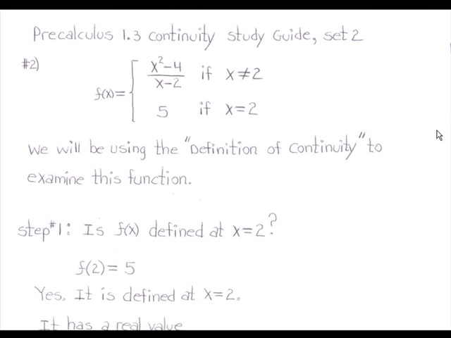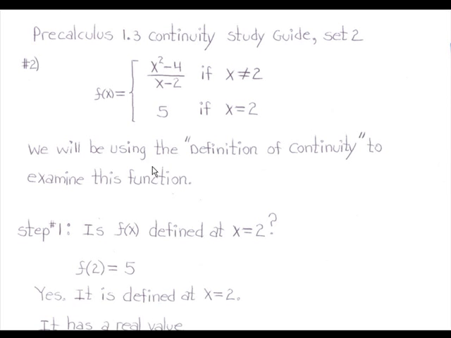Now problem 2. We're given that f of x is equal to (x squared minus 4) divided by (x minus 2) if x is not equal to 2, and it's equal to 5 if x is equal to 2. So those are our two conditions. When x is equal to 2, they've defined the output value for that function to be 5, or the coordinate (2, 5). Other than that, when x is not equal to 2, you can use the expression (x squared minus 4) divided by (x minus 2) to generate all your other values.